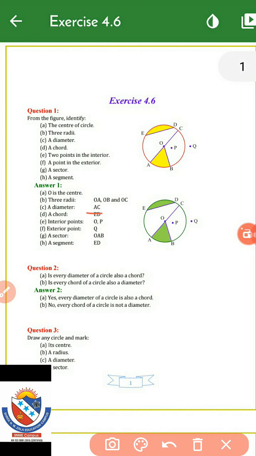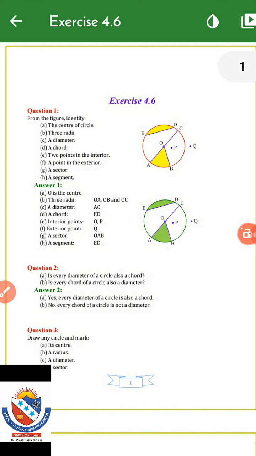Now the fourth question is a chord. The definition of a chord is a line segment whose end points lie on the circle. So here there are two line segments whose end points lie on the circle, that is AC and DE. Here you can see DE and AC whose endpoints lie on the circle. So both are chords of the circle.